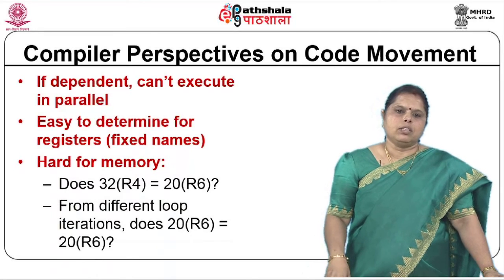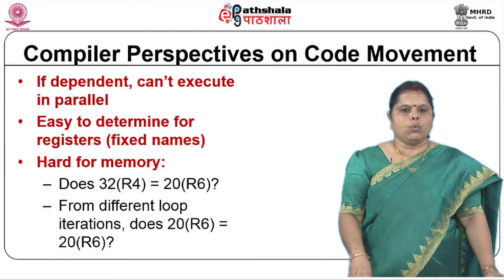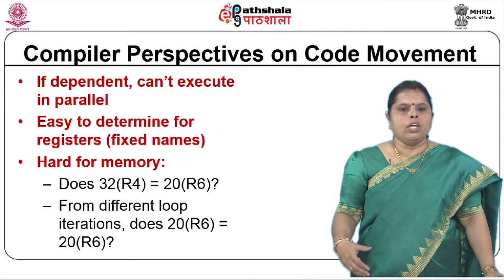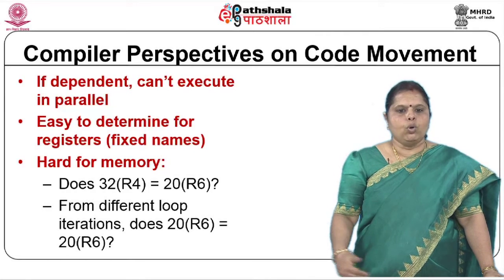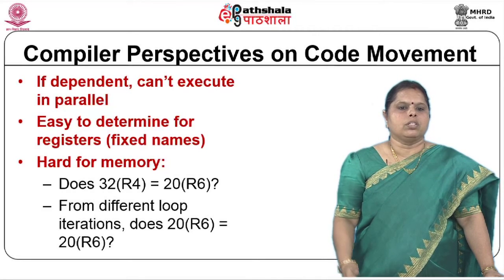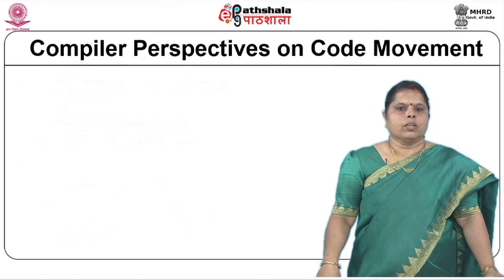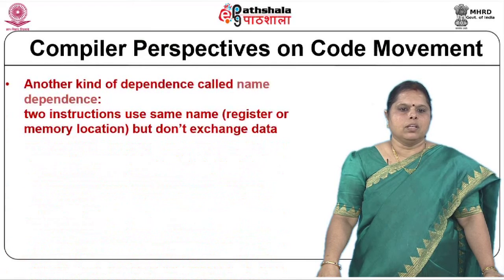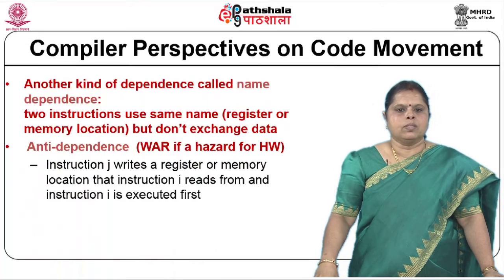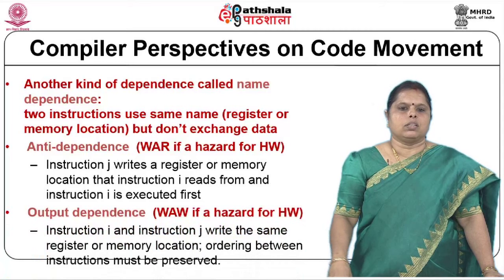Now, identifying these dependencies obviously becomes very difficult for memory. How do you know whether 32(R4) and 20(R6) refer to the same effective address or not? If you calculate the effective address, you will know whether they refer to the same memory location. If they refer to the same memory location, it is not possible for you to not follow the program order. Name dependencies, as you all know, can be caused by anti-dependence and output dependence, and if they are not handled properly, they will give rise to a WAR hazard and a WAW hazard.